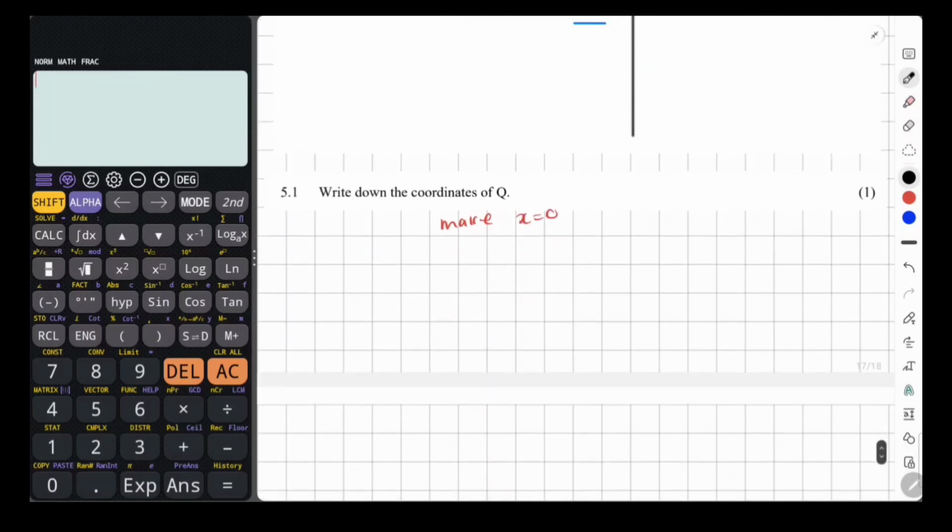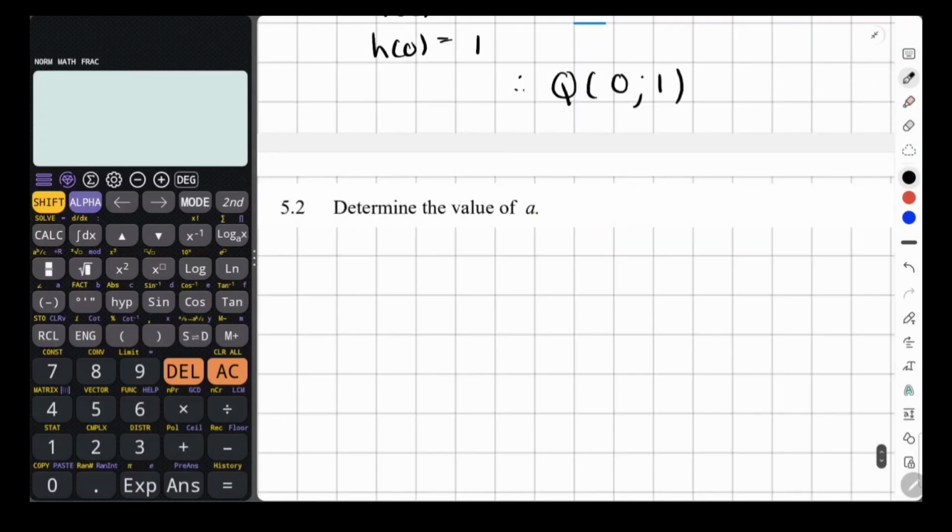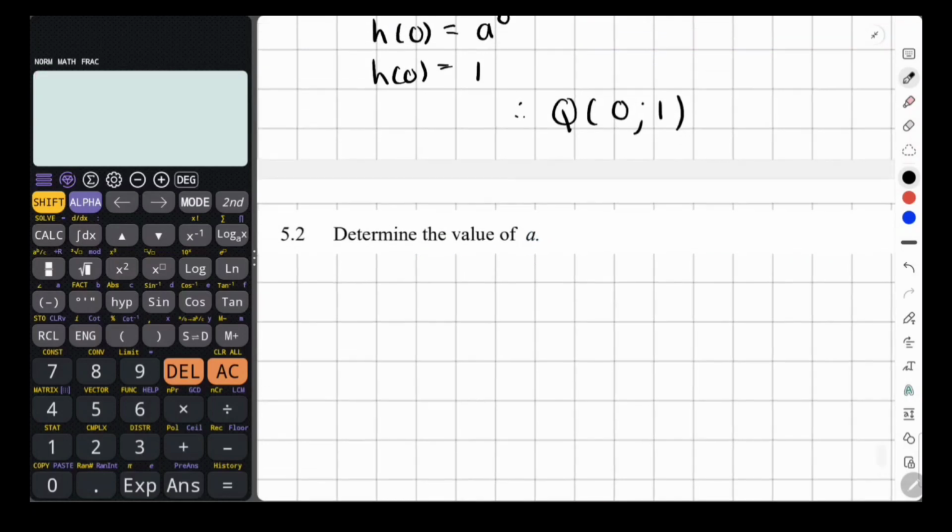So we're taking h of x being equal to a to the power of x, and we're just going to make x equal to 0. So this is h of 0 is equal to a to the power of 0. So h of 0 is equal to anything to the power of 0 gives you 1. And so that therefore means that q is just 0, that's the x value, and 1 is the y value. And then 5.2 says determine the value of a.